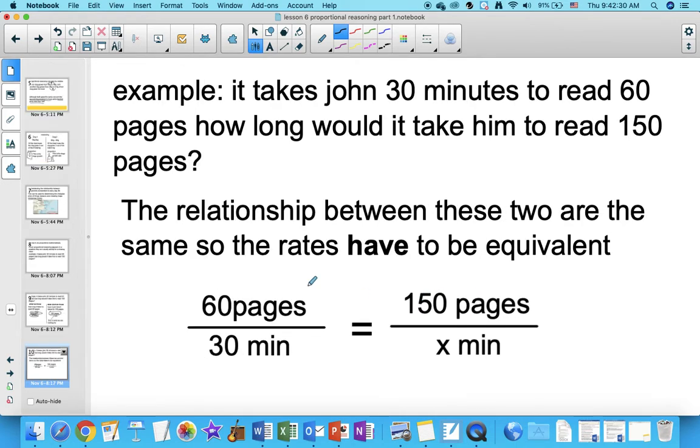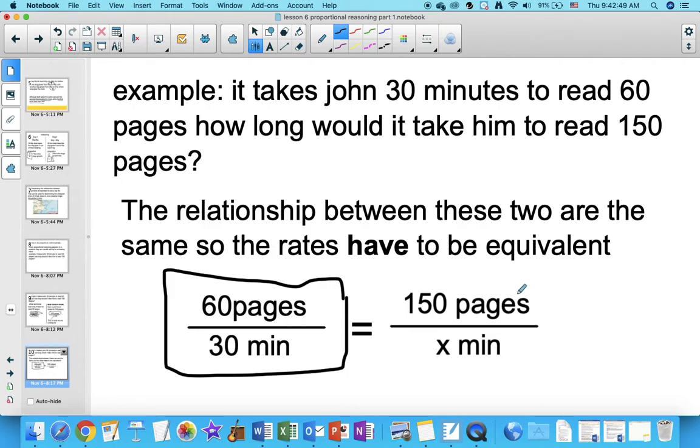Well, the relationship of the two has to be the same, right? It's still John reading the book, and John's rate has been given to us. It's 60 pages every 30 minutes. So this rate should be true here as well. It just needs to be equivalent.